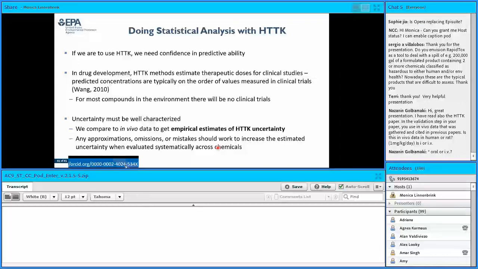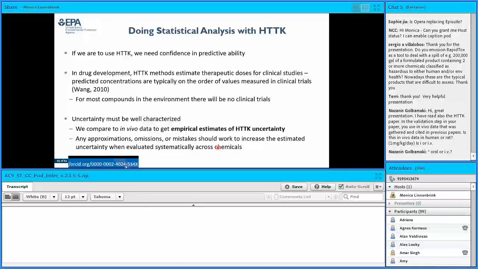However, I guarantee you, if I'm a clinical pharmacologist, the moment I have clinical pharmacokinetic data, I never look at the HTTK data again. Why would I? I have actual human data. For most environmental compounds, there will never be a human clinical trial. So HTTK is both the first step for us, but it's also the last step. So we need to think about it differently from how the pharmaceutical industry has to think about it.